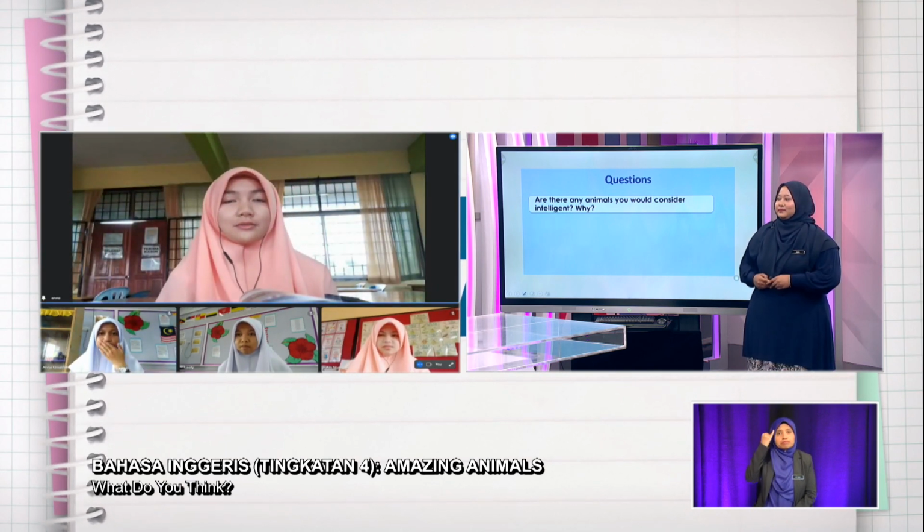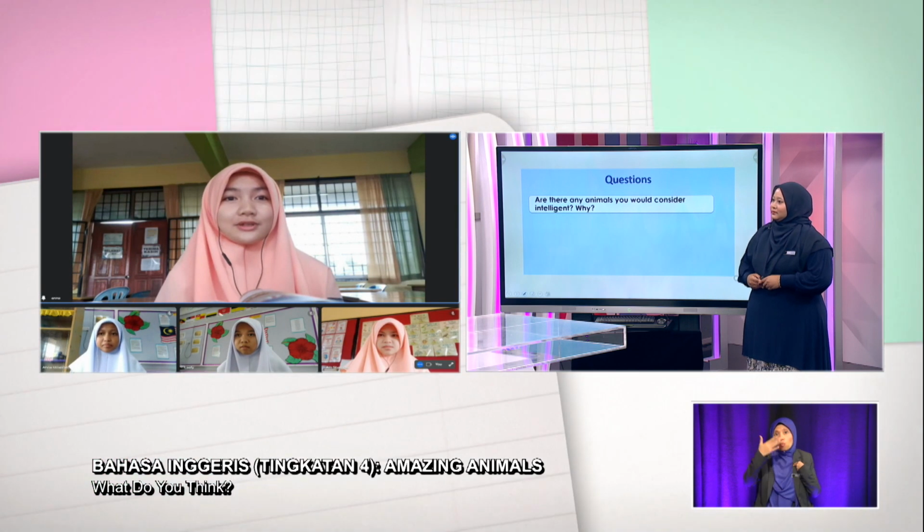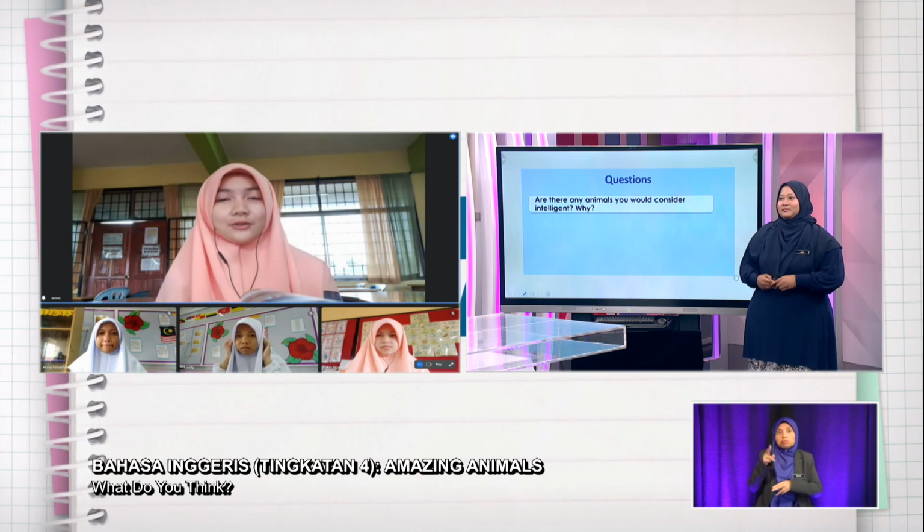In my opinion, the most intelligent animal is the orangutan. Why do you choose the orangutan? Orangutans can imitate human actions and they can also act like humans. They can sit, walk and climb and even pose for the camera.